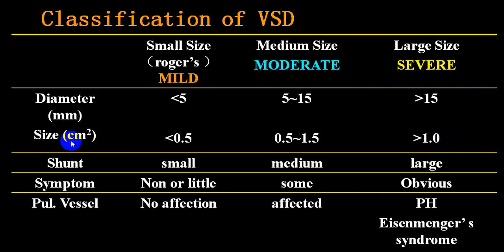So here the shunt is small, this is medium, and in the large one there is a large quantity of blood flowing. Pulmonary vessels will be more affected in a large size, and it will lead to pulmonary hypertension and reversal of the shunt, very common. While these are usually asymptomatic groups, this will have mild symptoms.